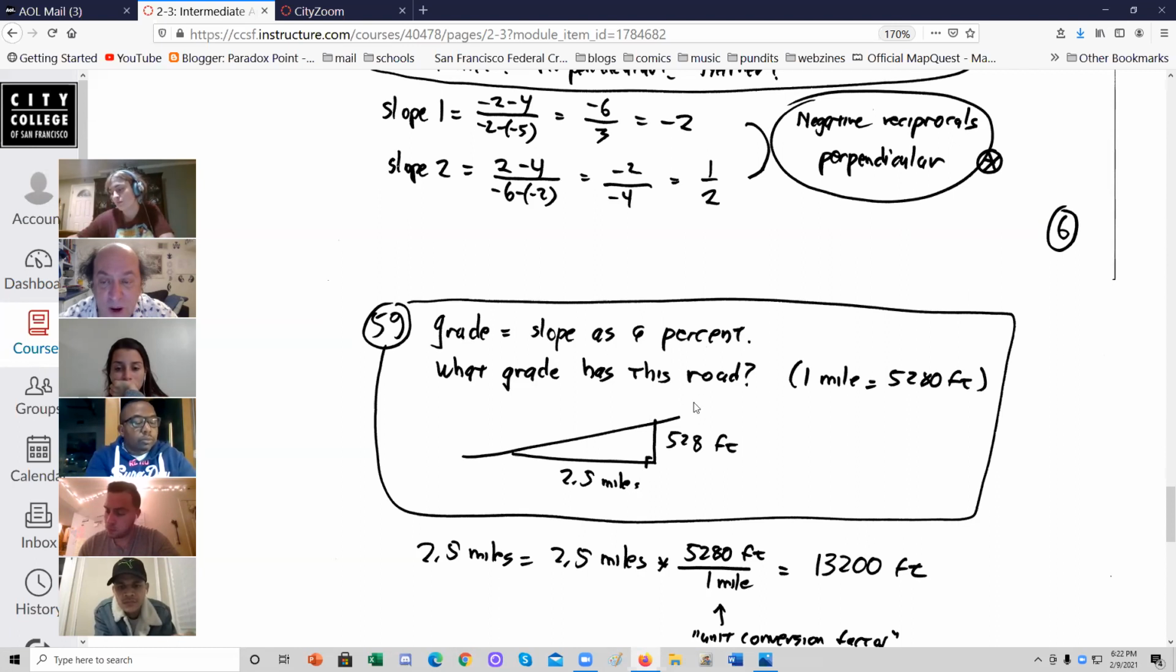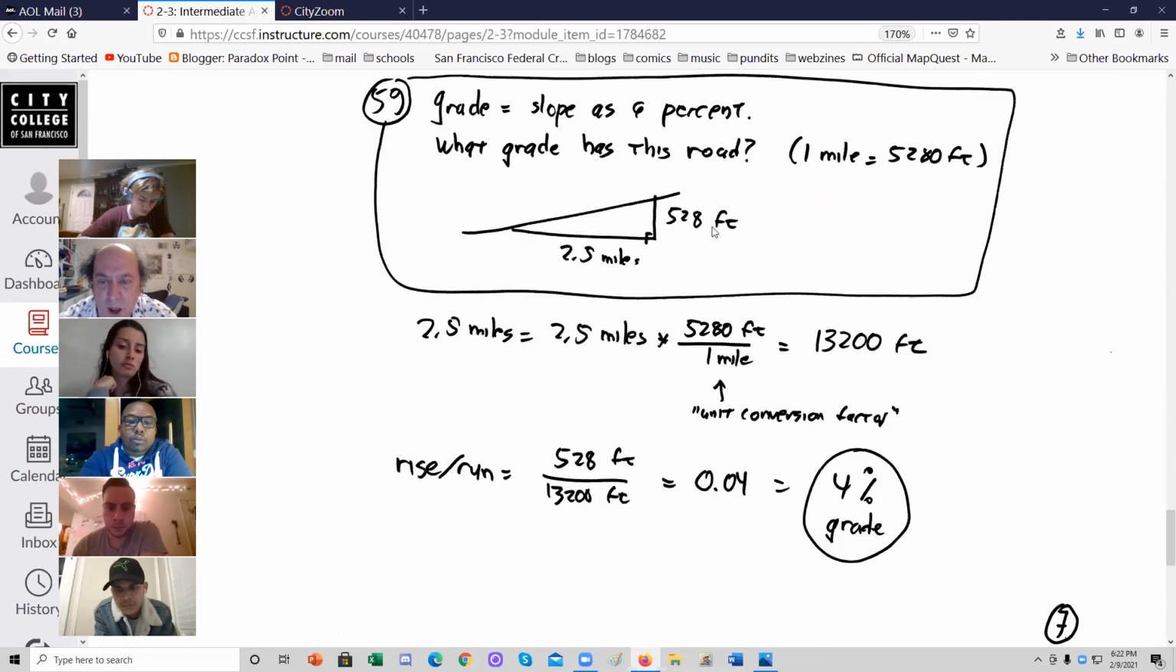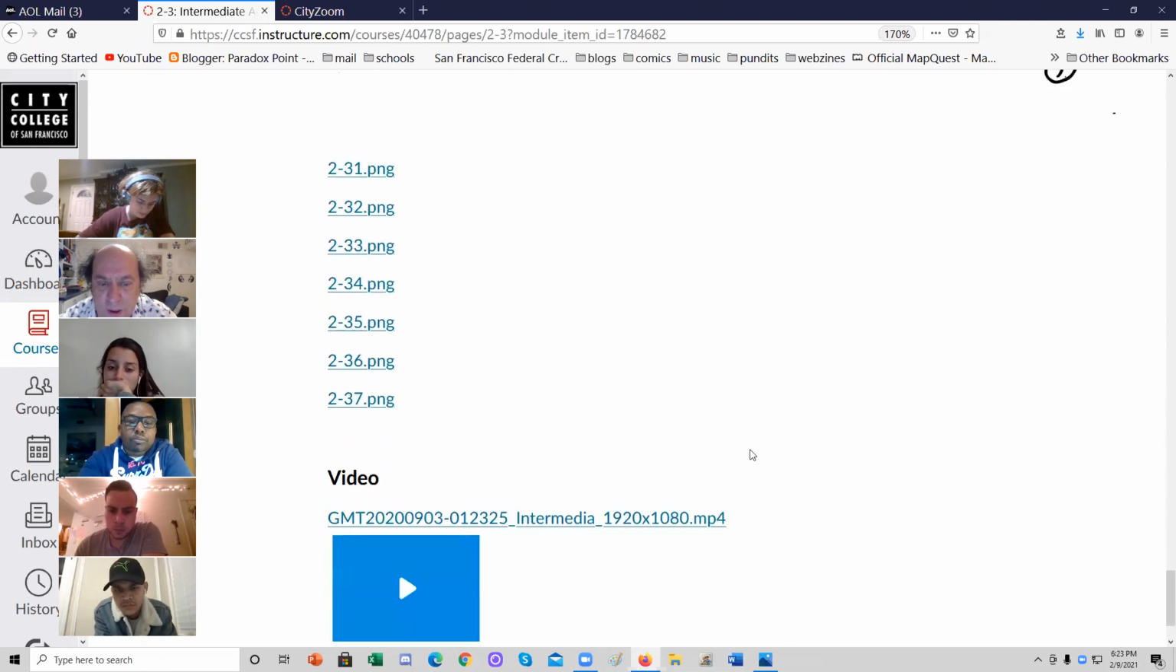Now, what grade has this road? It's a 2.5-mile run and 528 feet rise. Okay, well, a mile is 5,280 feet, so 2.5 miles times 5,280 feet per mile comes out to 13,200. So therefore, rise over run is 528 feet over 13,200 feet, which comes out to 0.04. Therefore, a grade of 4%. All right.